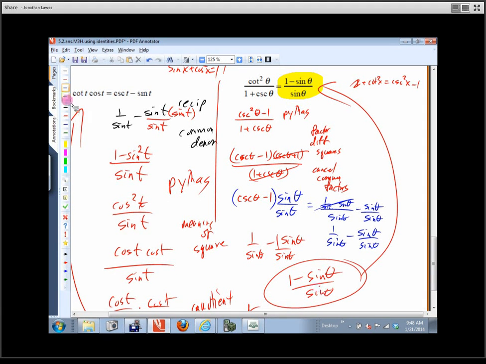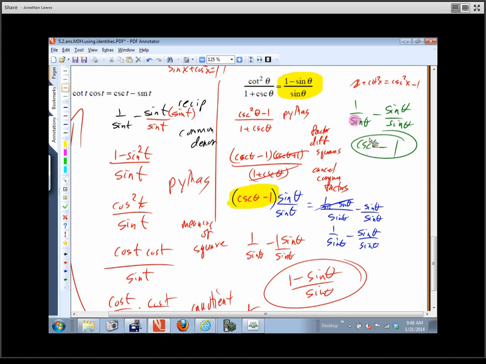Okay, here's Brandon's question, and let me highlight where we were. We were right here, and he was looking at the two of those things. So Brandon's idea is to do this. What's your idea, Brandon? You work with the 1 minus sine theta over sine theta, and you put 1 over sine theta minus sine theta over sine theta. And sine theta over sine theta becomes a 1, so it's 1 over sine theta minus 1. And then the 1 over sine theta becomes cosecant theta. So in one step, we've made this side look like this side.